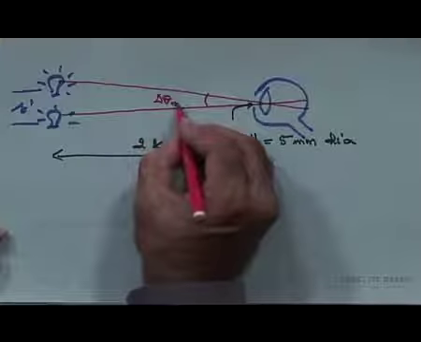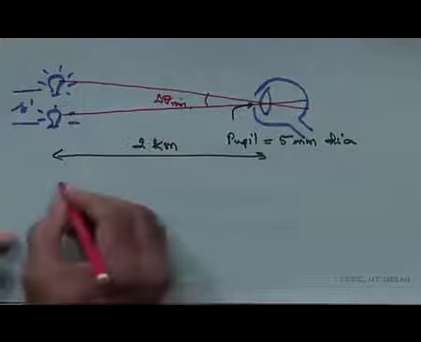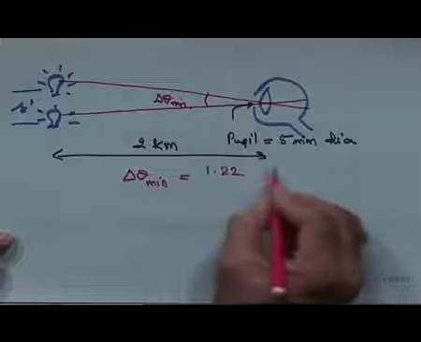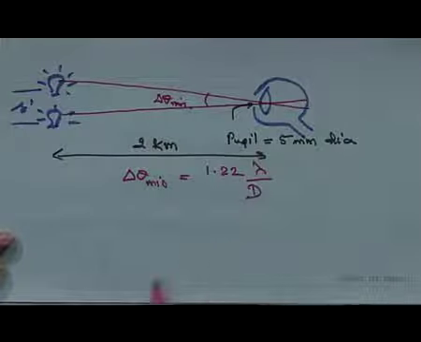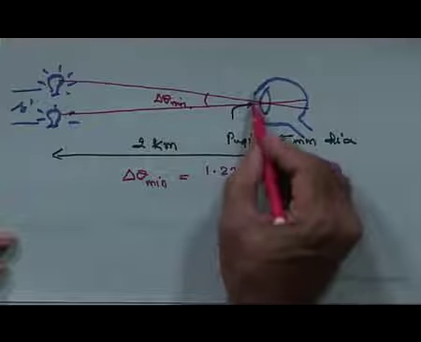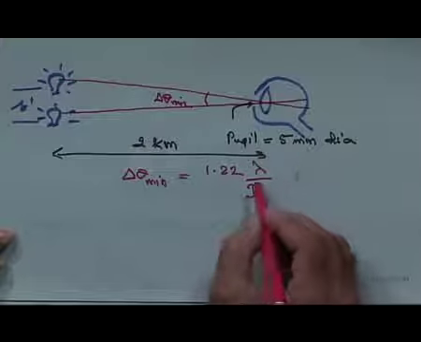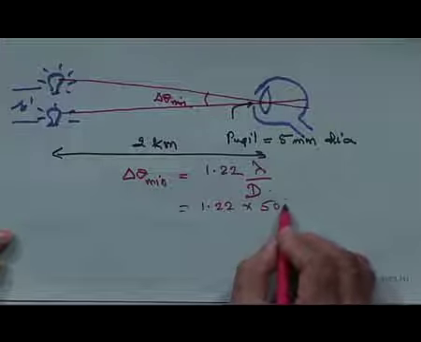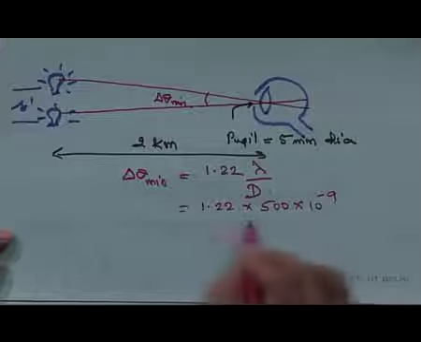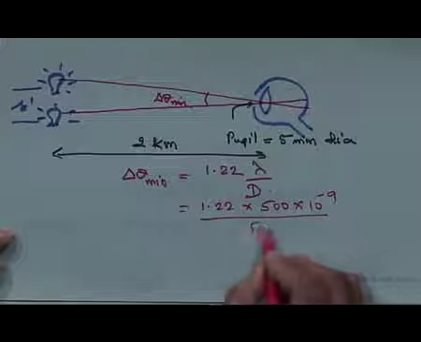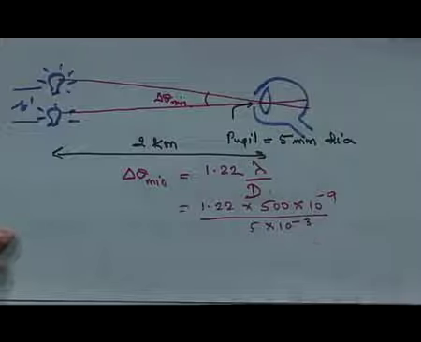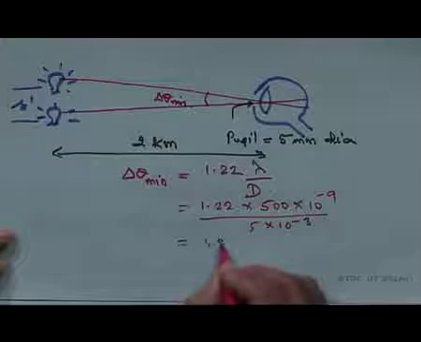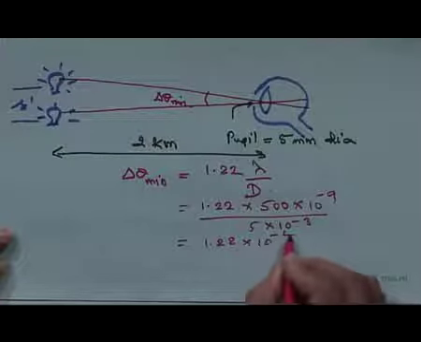We have to find out delta theta minimum to get S dash minimum. So, delta theta minimum is equal to 1.22 lambda divided by d. Now, d is the diameter of the pupil. d is given as 5 mm, lambda is 500 nanometers, so this is 1.22 into 500 into 10 power minus 9 divided by 5 into 10 power minus 3. So, minus 6 and minus 2, that is minus 4, 5 cancel. So, we have this equal to 1.22 into 10 power minus 4 radians.